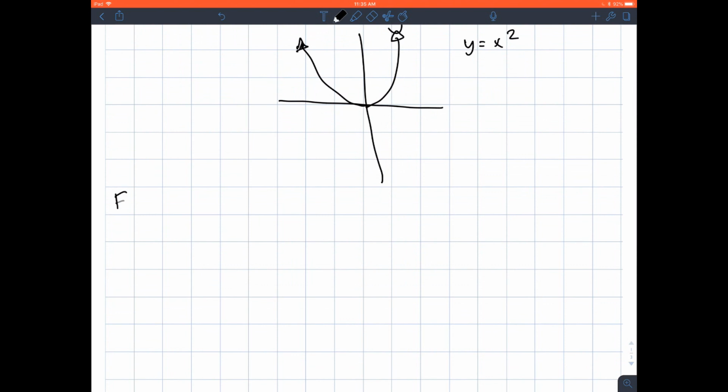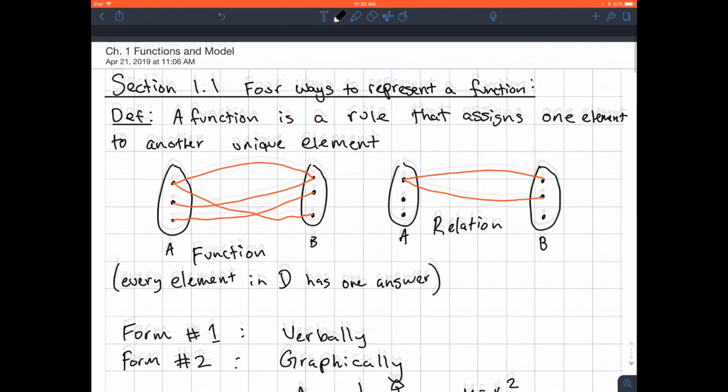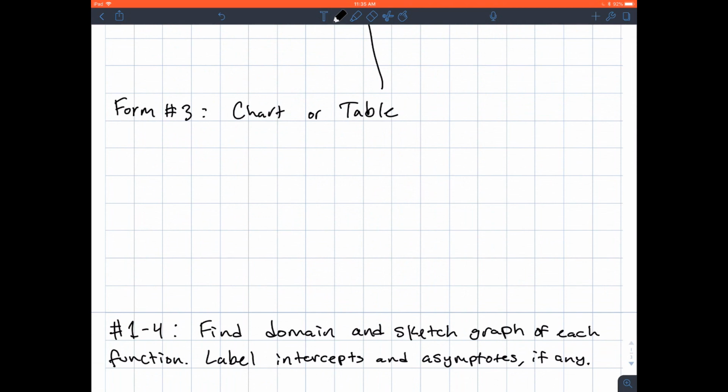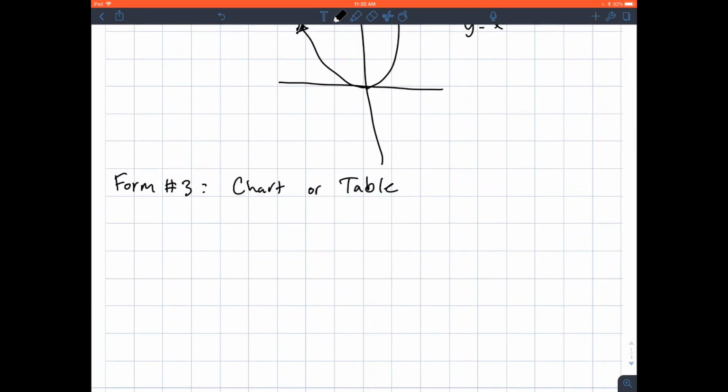Form number 3 is basically a chart or table. Now, how do you tell a function? Basically, from the definition, for every element that we input from a, we are given a unique output of b. So the way we tell that is, for every value of n we input to the function, we are given a unique output. So let's say we input 0, we get 500, that's still a function. We input 1, we get 800, that's still a function. Input 2, we're given 1100, that's still a function.